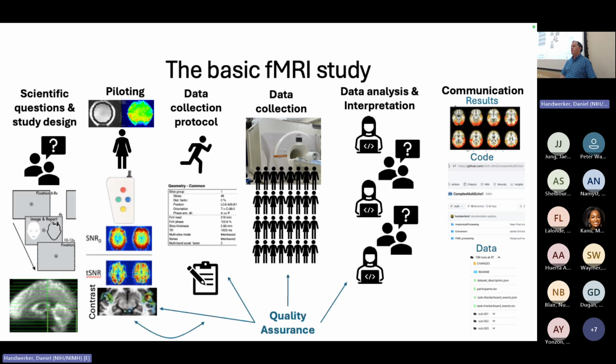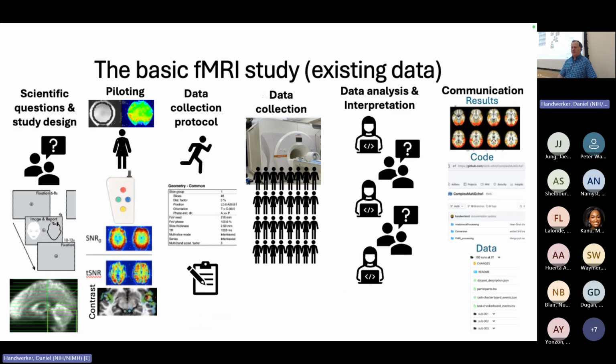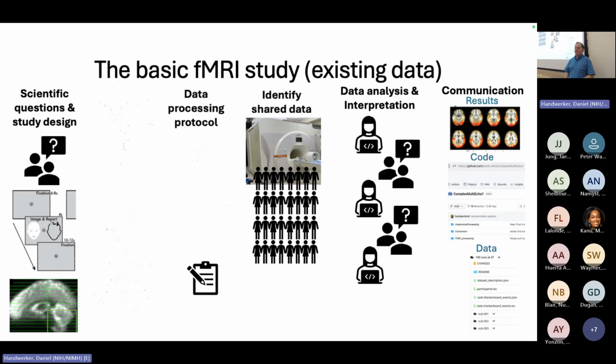So this is an fMRI study where you're collecting the data. There's a whole other growing role of fMRI studies where we're using online shared data, and I will tweak this to better represent that. So this is a basic fMRI study with existing data. You've still got to form your question. The reason the data exists is one thing, but why do you want to analyze it? What are you trying to get from it is the same.